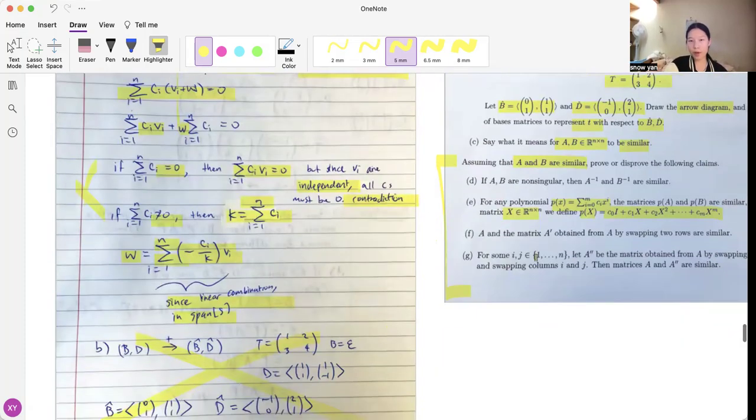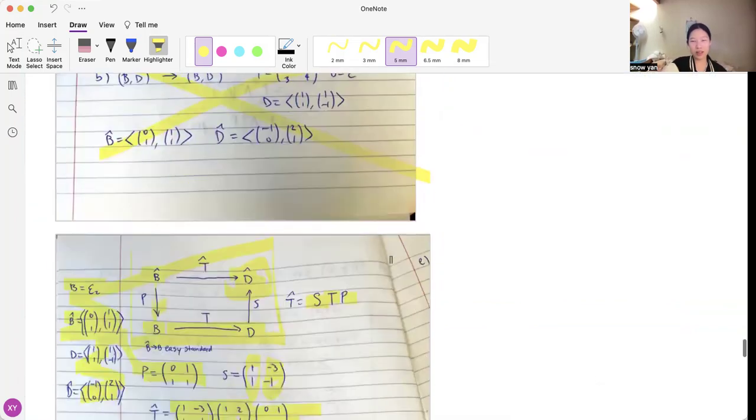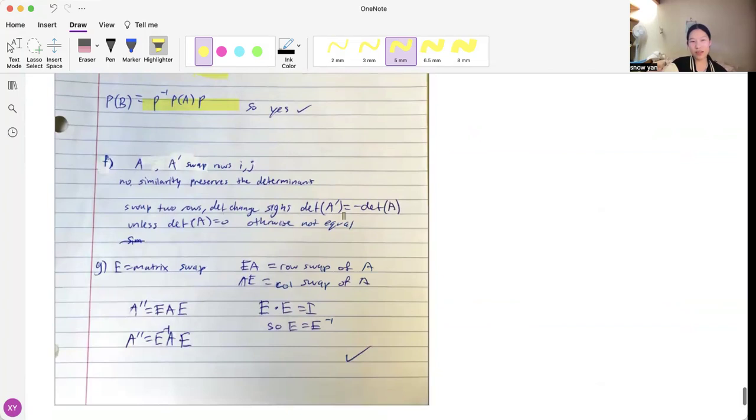And then let's go with part F. A and the matrix A prime, obtained from A by swapping two rows, are similar. This is only 2 marks, so we know that it's probably not true. Honestly, so many are true that we have to be contradicting. A really simple way, by trial and error, is showing that the case doesn't work, or that several cases don't work.